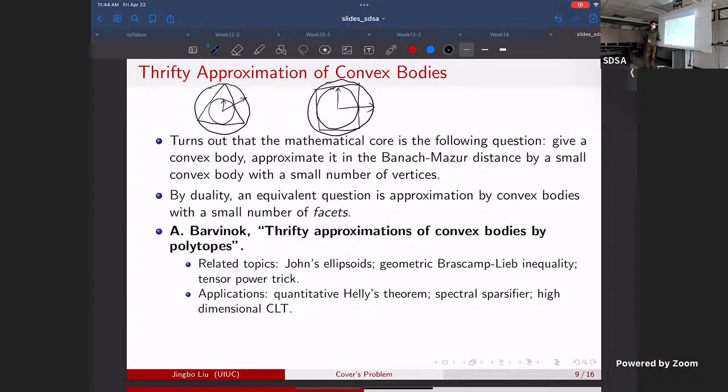But then I learned that there's a very beautiful paper by Barvinok called The Thrifty Approximations of Convex Body by Polytopes. This is a very nice paper using beautiful proof techniques. You may be interested in taking a look at it. It's a very short paper, and it is related to many other interesting topics like John's ellipsoid and the tensor power trick. So I can explain the idea of John's ellipsoid using some pictures.